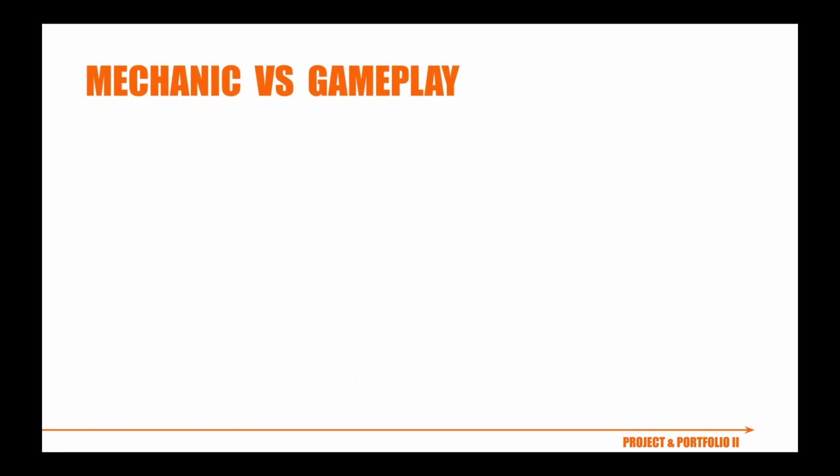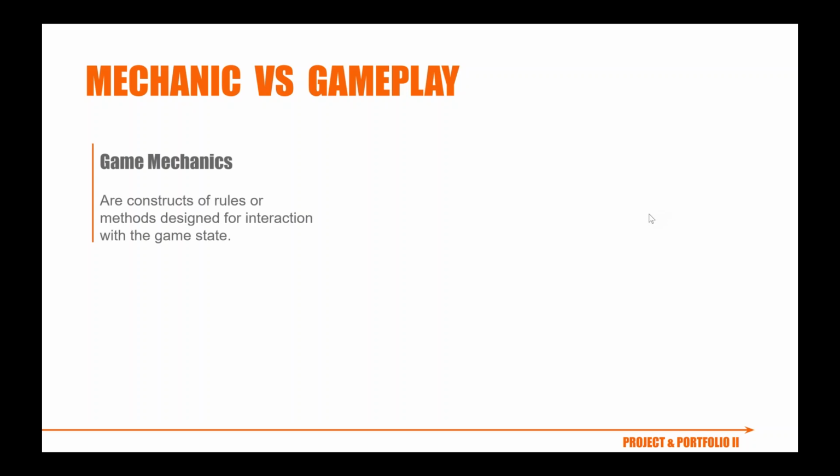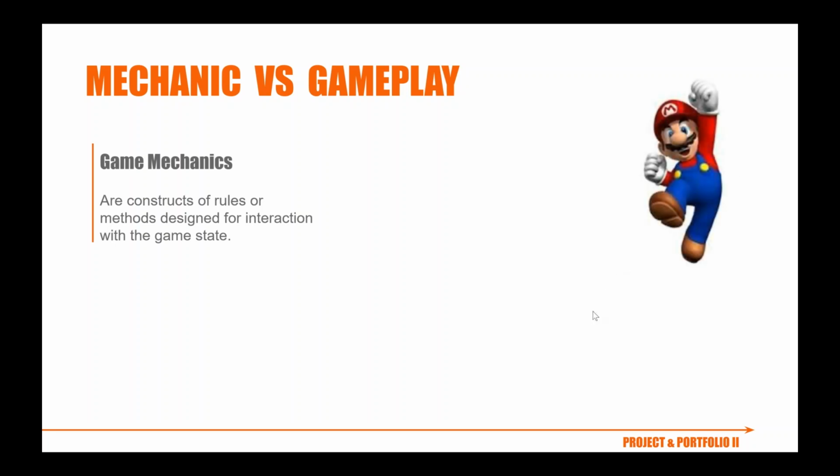All right, so I'm just going to review this concept really quickly. I'm sure you guys have already seen a slide similar to this before in an earlier class, but mechanics versus gameplay, right? So a game mechanic is just a construct of rules that exist within the game, right? And they're set to be a certain way. So I like to use Mario as an example. So we're going to use Mario's jumping as a mechanic, right?